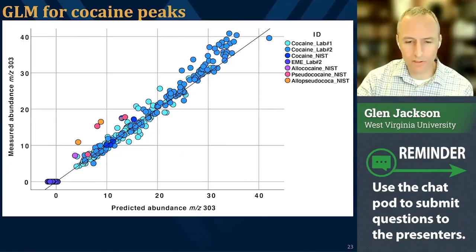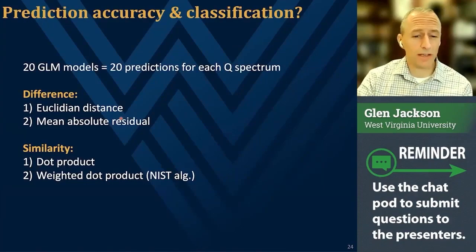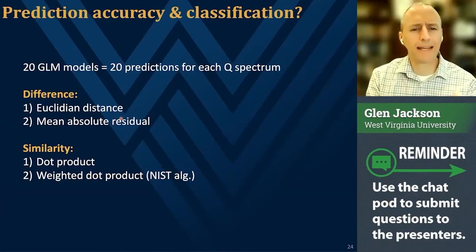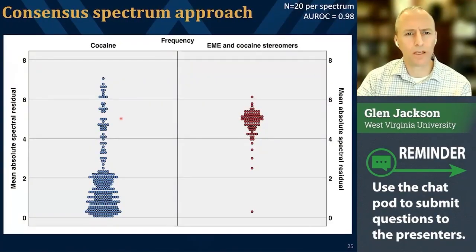And so for cocaine, we build 20 models, we can make 20 predictions. What do you do with those 20 predictions? Well, you have to somehow combine them to get some kind of average error of prediction and see how well you do. So here's a frequency distribution of predictions.